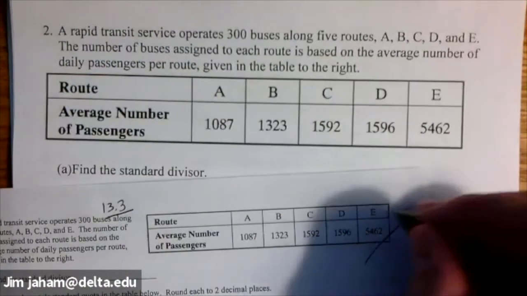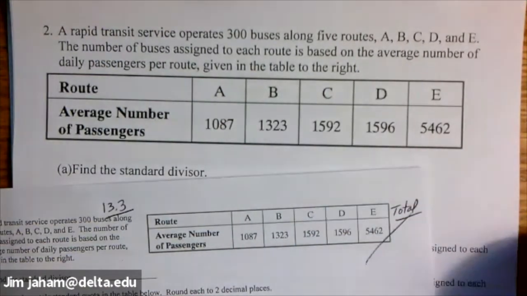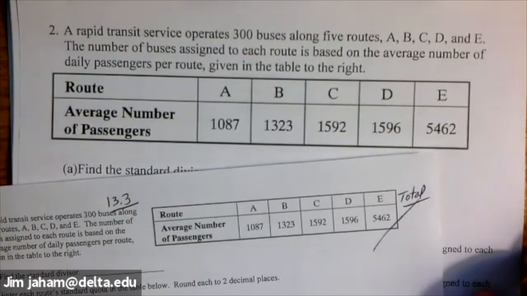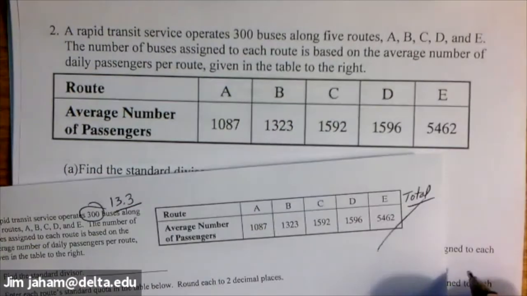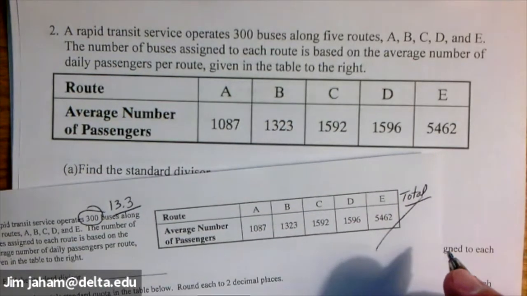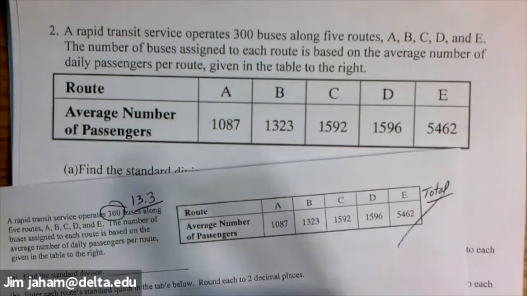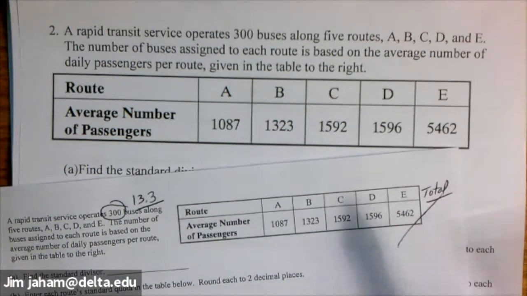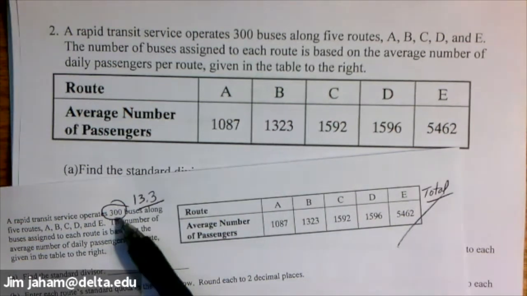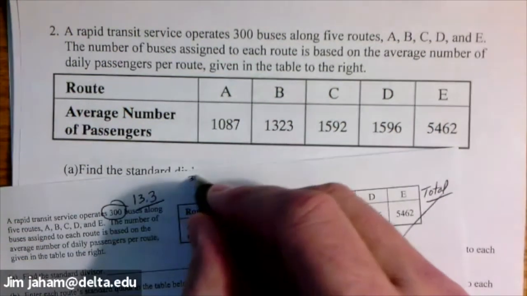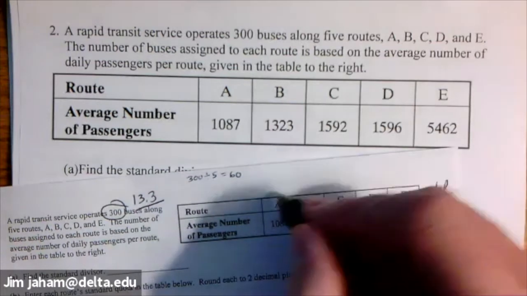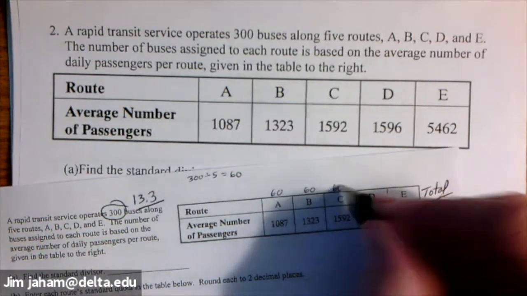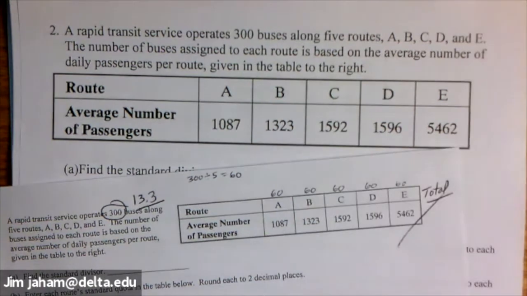You have to figure out the total of all the passengers. And you have 300 buses. Well, one way that you could divide those 300 is just to say, well, I have 1, 2, 3, 4, 5 routes. So if I divide the 300 buses by 5, that's going to be 60. Why not just do 60 buses for each of the 5 routes? It's a nice equal way to do things, right?